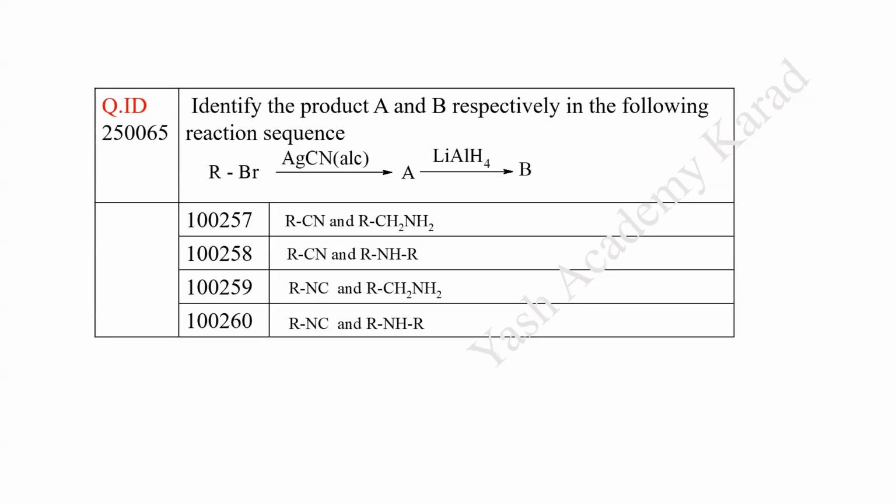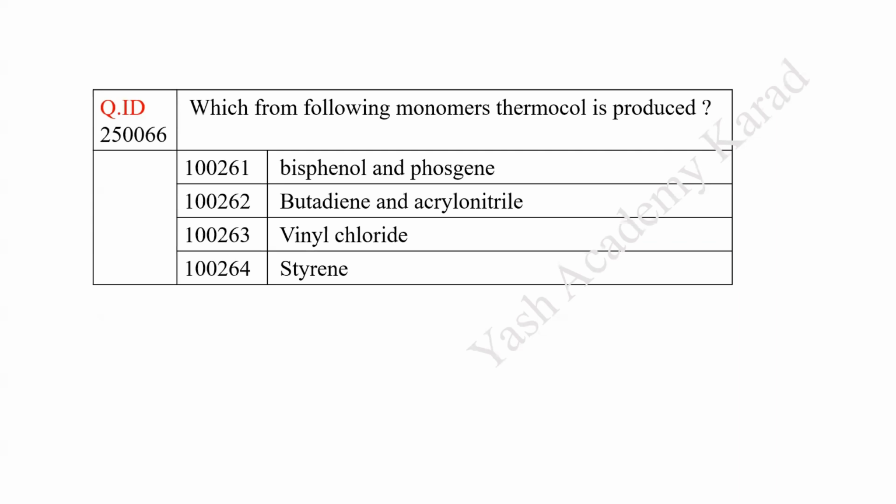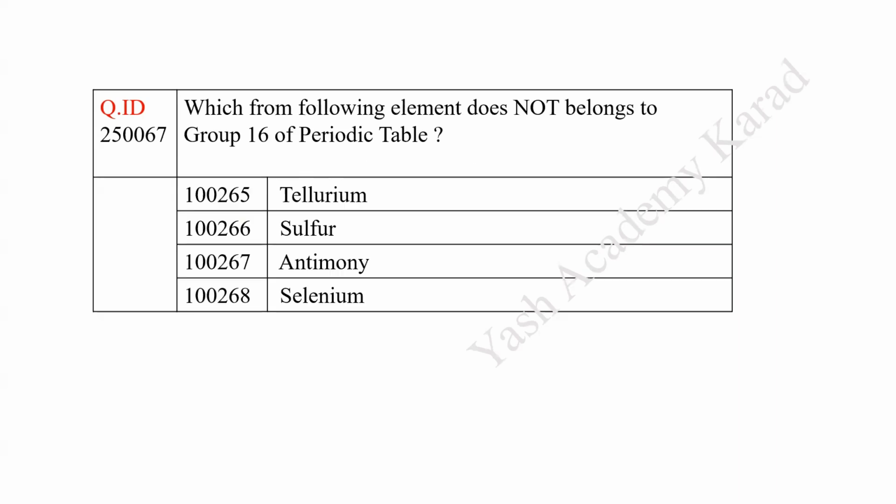Identify the products A and B respectively in the following reaction sequence. RBr with reagent AgCN in alcoholic condition gives A, and LiAlH4, that is the reducing agent, gives B. So the correct answer option is RNC and RNHR. From which of the following monomers is thermocol produced? The answer is styrene. Which from the following elements does not belong to group 16 of the periodic table? The answer is antimony.